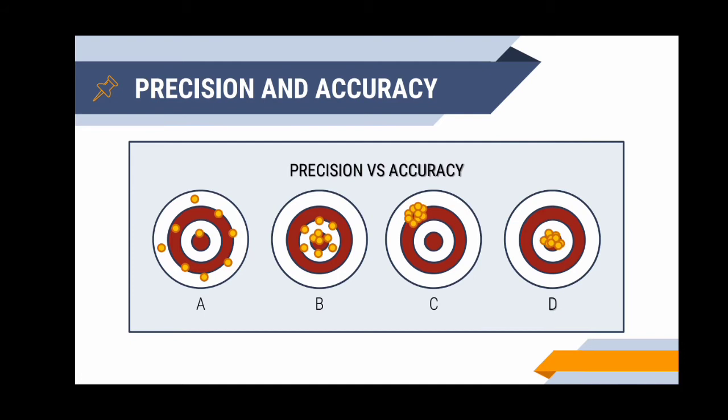And yun yung paglalaro ng darts. Ayan nga, dun sa screen natin ngayon, if titingnan natin, we have 4 boards with different landings ng mga darts, which is yung kulay yellow na small circles dyan. Sa board A, obviously, it presented low precision and low accuracy.